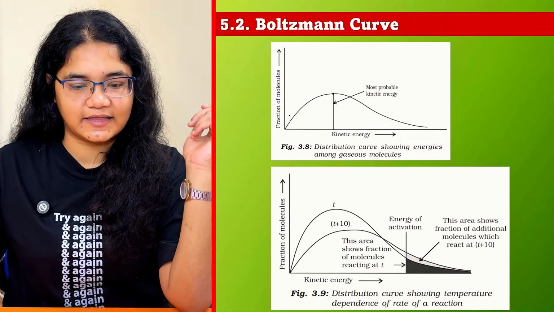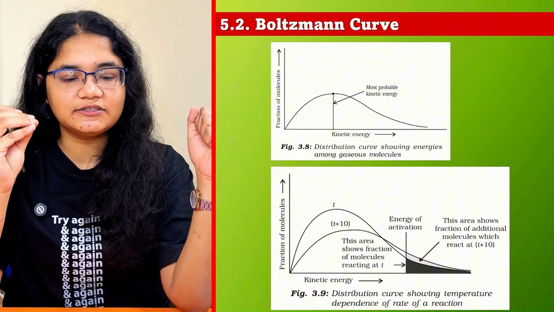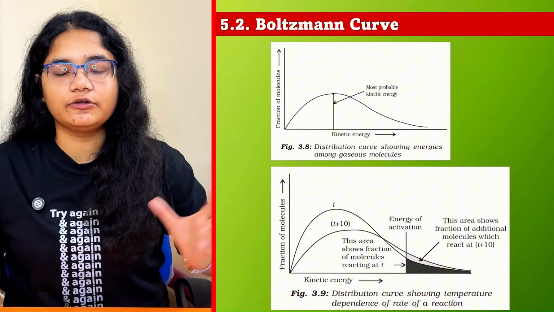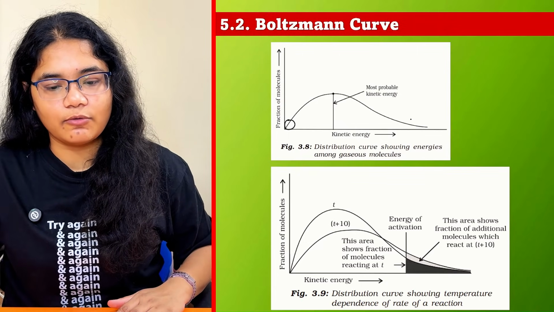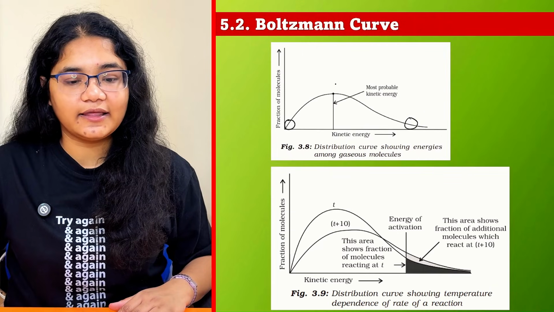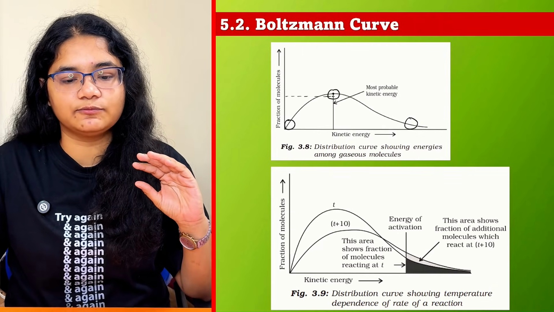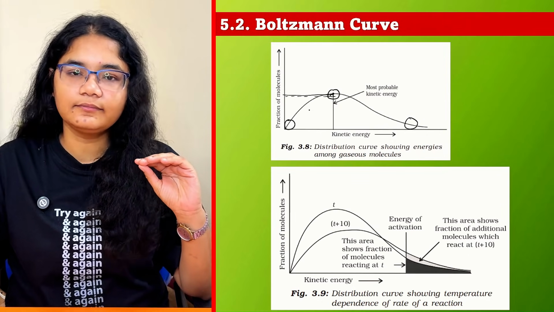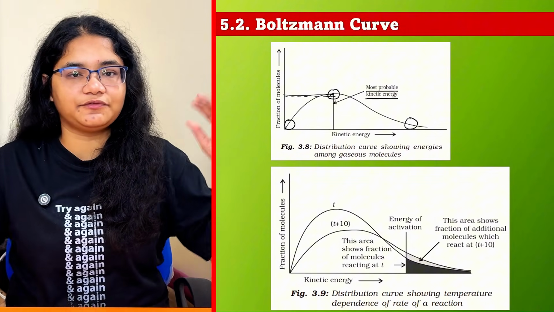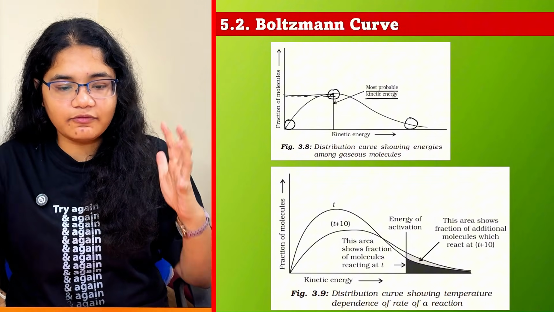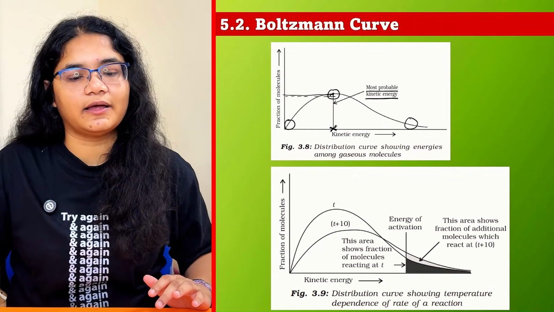The Boltzmann curve says that among the fraction of molecules which are undergoing reactions, all the molecules do not have the same energy. Some molecules have very low energy, some have very high energy, and there is one average energy that the majority of the particles possess. This is called the most probable kinetic energy. If you take 100 particles, the majority of the particles will have energy of this value.